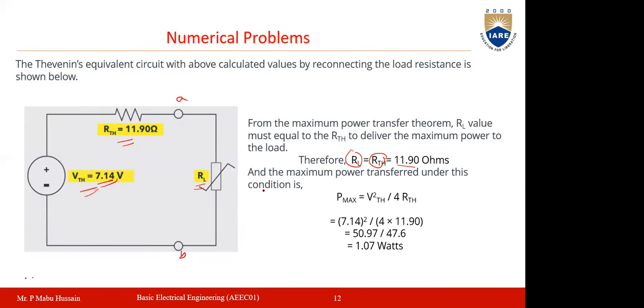In such a case, maximum power will be delivered, and the amount of maximum power will be equal to P max, which is V Thevenin square by 4 RTH. The V Thevenin value 7.14 whole square by 4 into R Thevenin value 11.9. If you solve this, the maximum power delivered to the load under maximum power transfer condition will be equal to 1.07 watts. So this is how you can determine the maximum power delivered to the load by using the maximum power transfer theorem as well as Thevenin's theorem. Without Thevenin's theorem, you cannot determine it here.